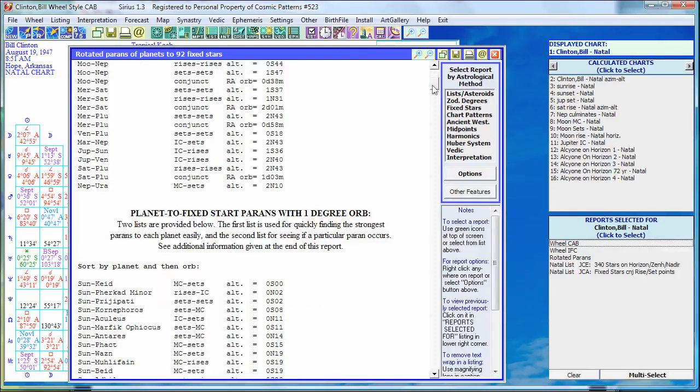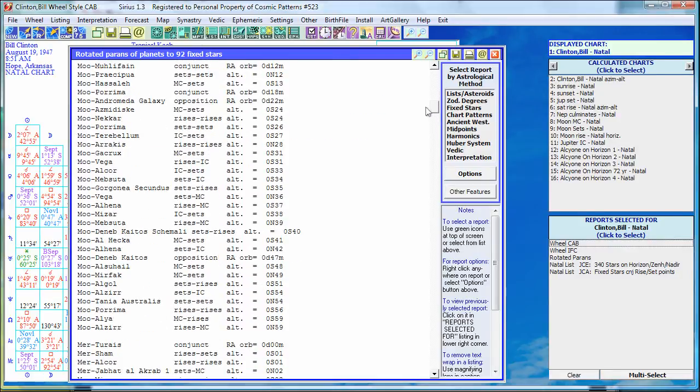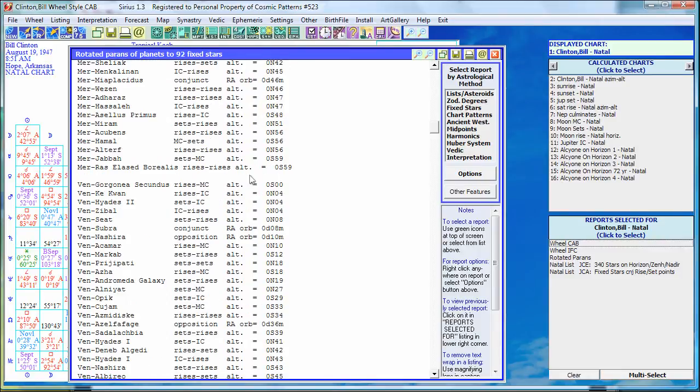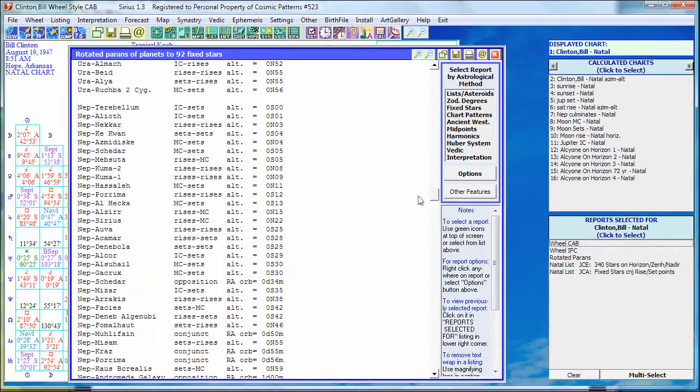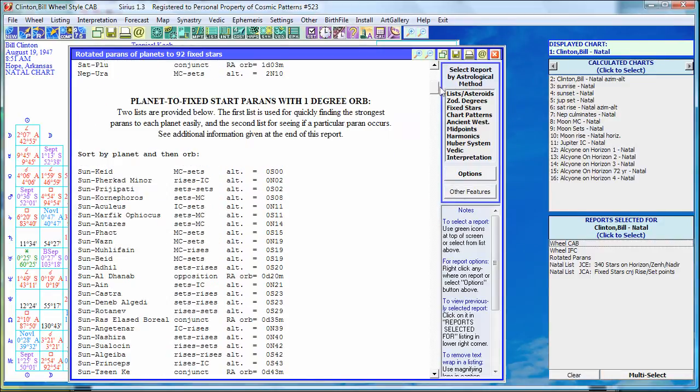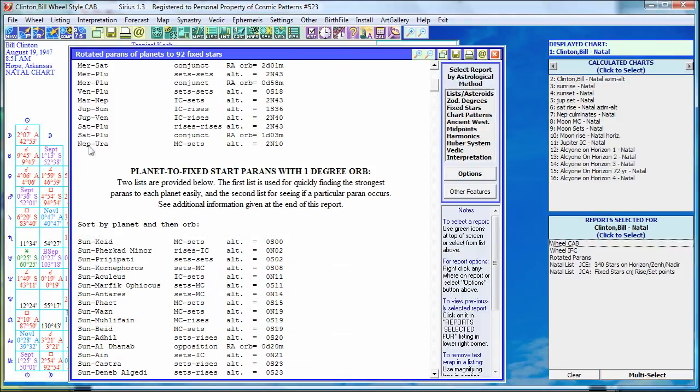And these are rotated parans, and you see there are a lot of them, of planet to fixed stars. And first you produce a list by planet and then orb, and then below this it starts a list sorted by name of the planet. So if I want to know if a particular rotated paran is there, I can find it. So those are the rotated parans.